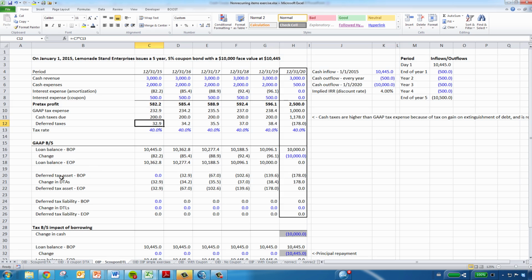So here, unlike in the prior exercise where we saw DTAs being created, we need to actually modify this. So we need to modify that. This is actually going to be zero. So every year this is zero. There's nothing happening to deferred tax assets. The changes are happening in the deferred tax liability.